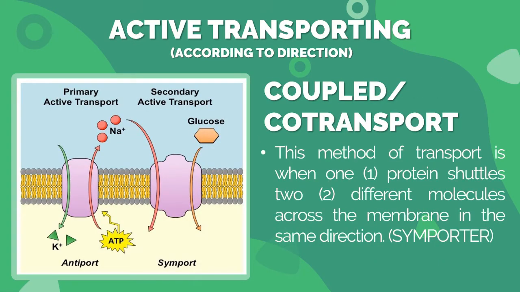Next one is the coupled or the co-transport. This method of transport is when one protein shuttles two different molecules across the membrane in the same direction. Mostly nangyayari po to sa mga symport proteins. So tignan niyo po itong pangalawang picture natin dyan. This one is what we call symporter, on which instead na isa, kaya nga siya tinawag na coupled, dalawa po ang papasok dyan. Ano ba ang papasok kapag sinabi nating coupled or co-transport? Papasok po dyan yung glucose at papasok din po yung sodium. Yun po yung tinatawag nyong coupled or co-transport.